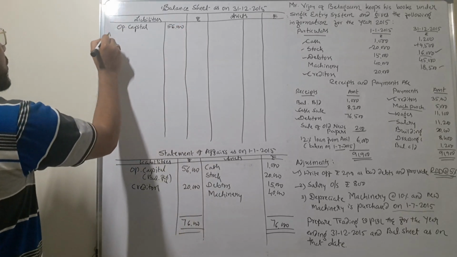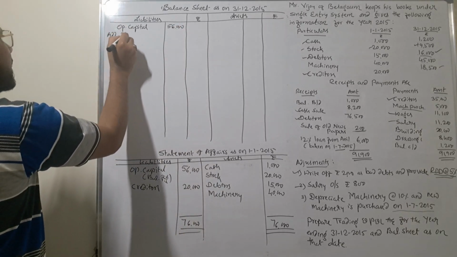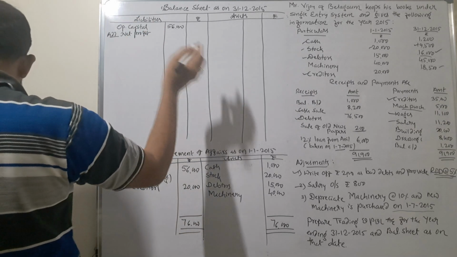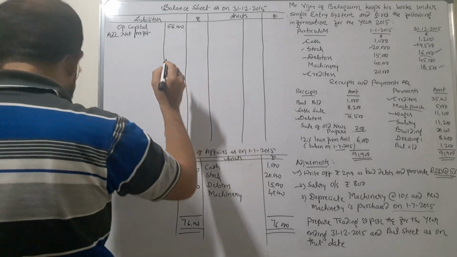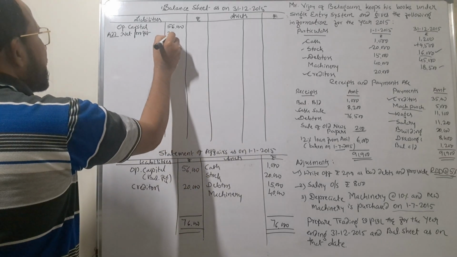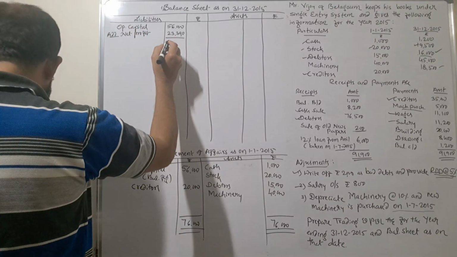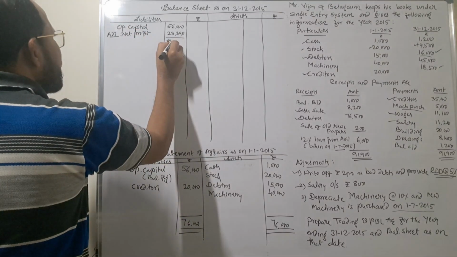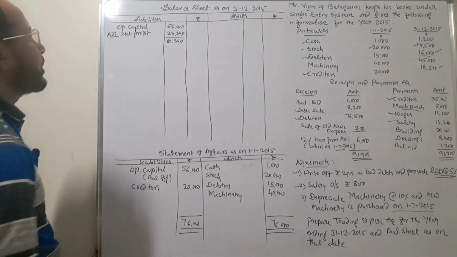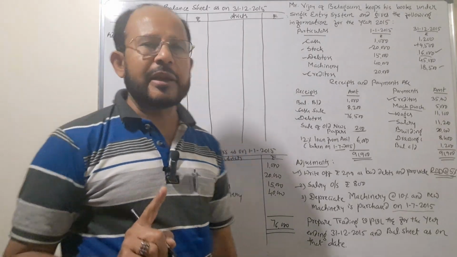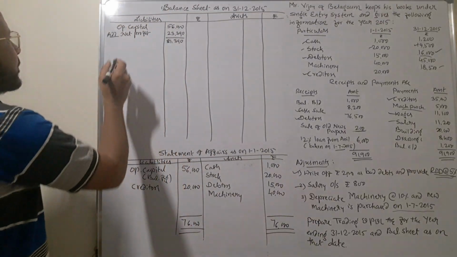To this we have to add net profit earned during the year. Just now we calculated it in the profit and loss account. Here you write 23,390. Make the total of this. It comes to 81,390. If net loss comes, that has to be subtracted from the opening capital.